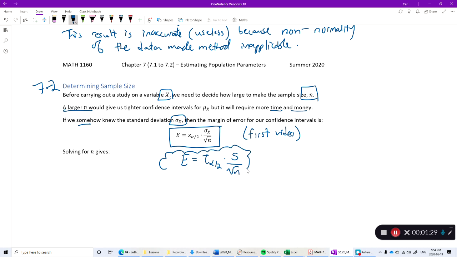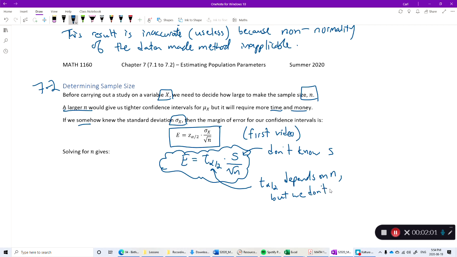Now, we could try to use this formula, but we don't know s either, right? If we haven't done the study yet, we don't know s either, so this doesn't really help. Also, and here's a trickier point, the t depends on n, but that's exactly the thing we don't know. So this formula has two problems with it, whereas this one only has one problem with it. So maybe this first one is better.